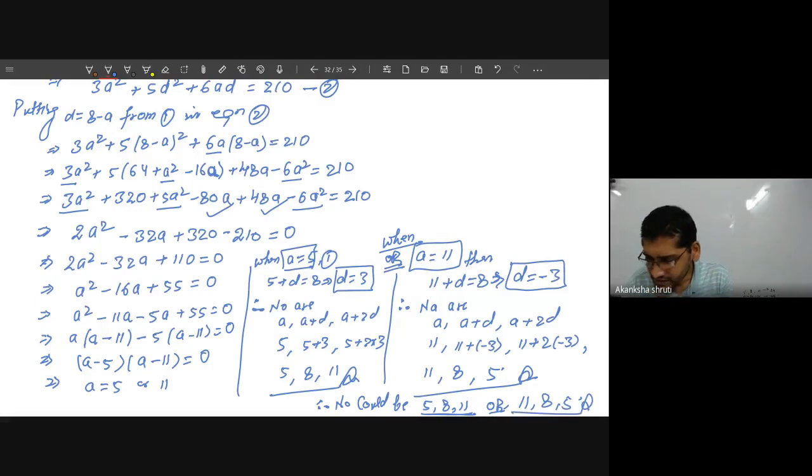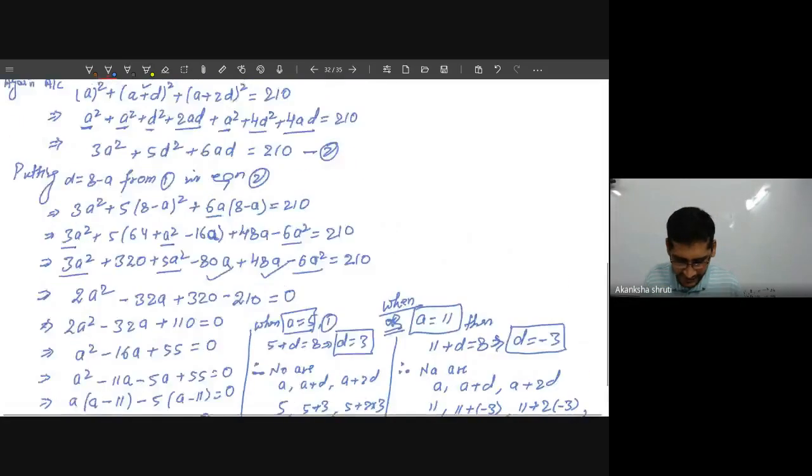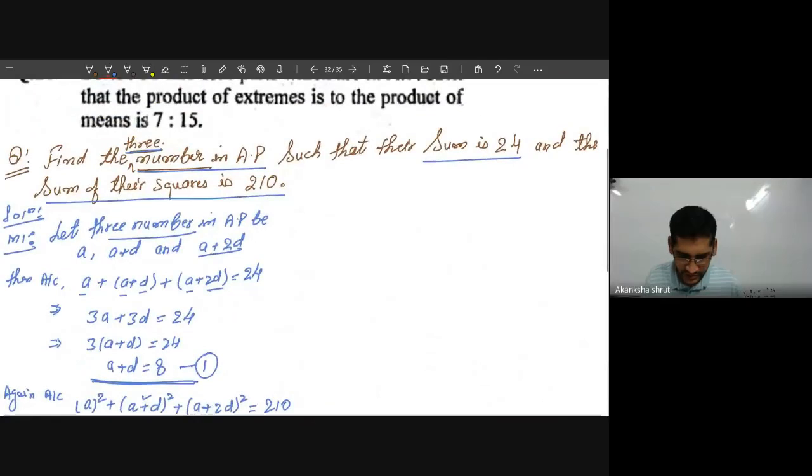Okay, student? So you can write any of the sets, or even both of the sets you have to write in the final answer. So this was the question, and the same question with the same data was even asked, I think it was asked in 2016. Okay student? तो ये क्वेश्चन से भागना नहीं है, क्वेश्चन तो बहुत अच्छा था, देखिए बहुत छोटा था कि sum of three numbers is 24 and sum of their squares is 210. So question इतना ही छोटा है.